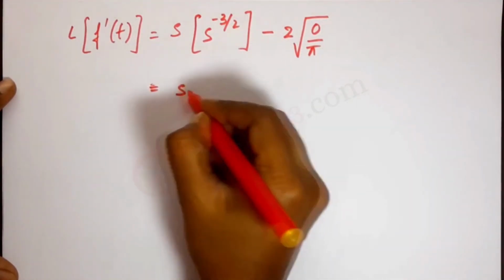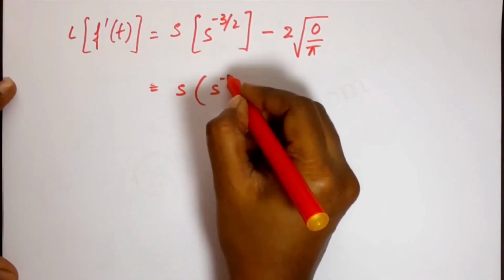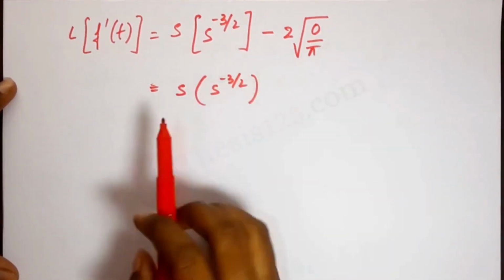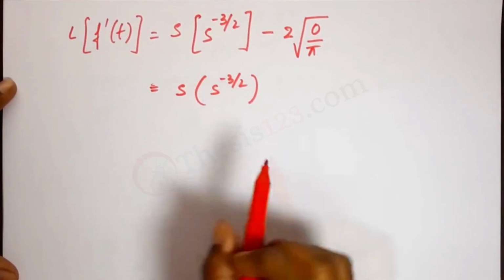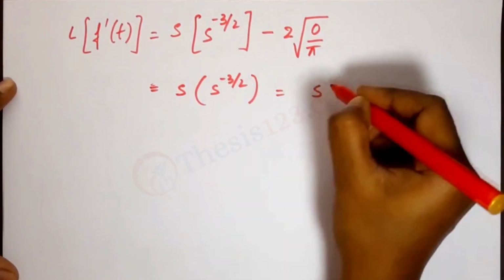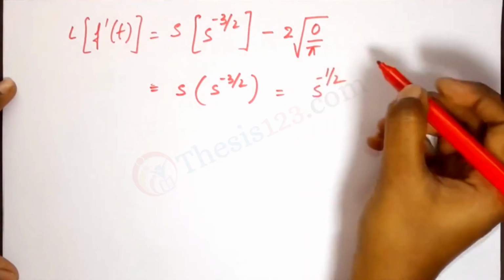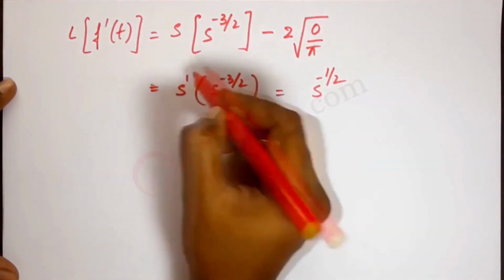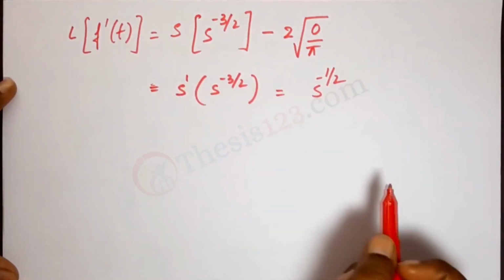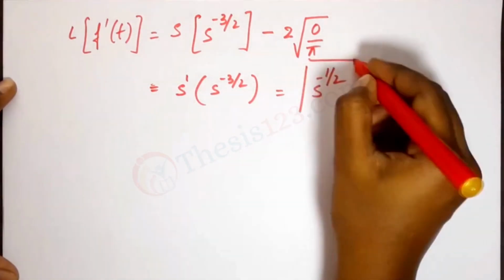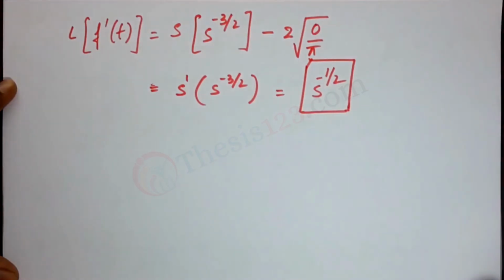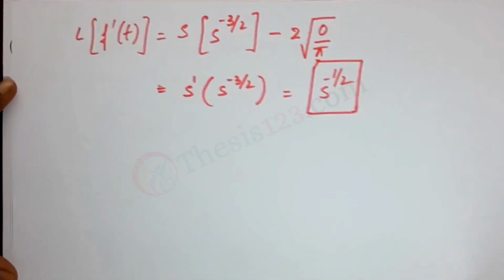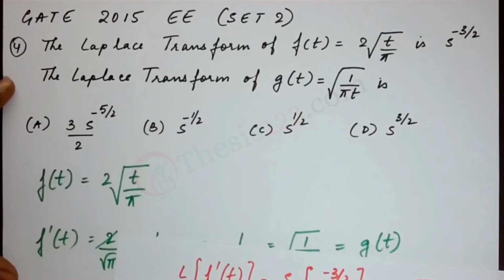So we have here s into s to the power of minus 3 by 2. So s into s power minus 3 by 2 is s to the power of minus 1 by 2. This is s power 1. So 1 minus 3 by 2 is minus 1 by 2. So this is our final answer: s to the power of minus 1 by 2. And that matches option B.